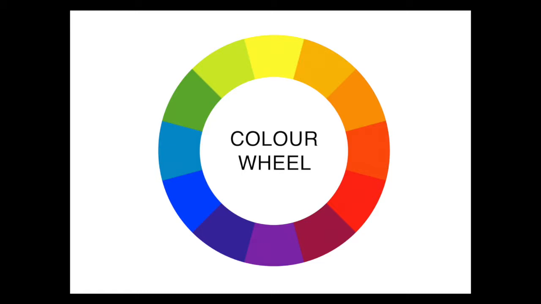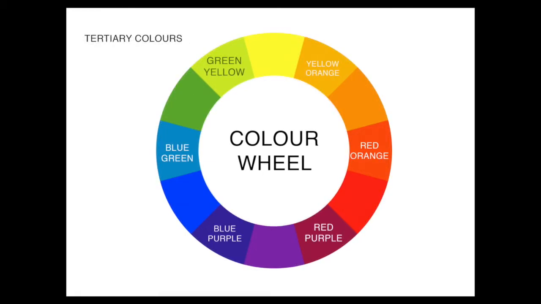The primary colors on our color wheel are red, blue, and yellow, and cannot be made from mixing any other colors together. Now our secondary colors are orange, purple, and green. These can be made by mixing the primary colors together. And finally, we have our tertiary colors. These 6 shades can be made from mixing together your primary and secondary colors. These colors include yellow-orange, red-orange, red-purple, blue-green, and green-yellow.